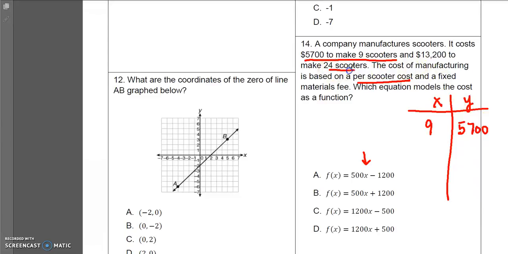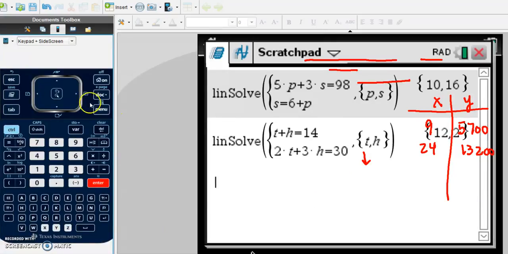And then for 24 scooters, it was 13,200. So I'll put 24 and then 13,200. Okay, from here we can go to our calculator and we can type that in. So let me go to the calculator.